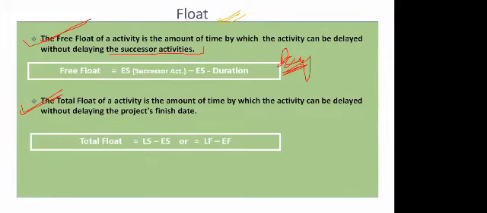Now coming up to the total float. Total float is the amount of time by which the activity can be delayed without delaying the project finish date, right? इसका मतलब क्या है कि आप किसी एक एक्टिविटी को कितना ज्यादा से ज्यादा डिले कर सकते हो, so that the overall project doesn't get delayed. That means the finish date of the project will not get delayed.